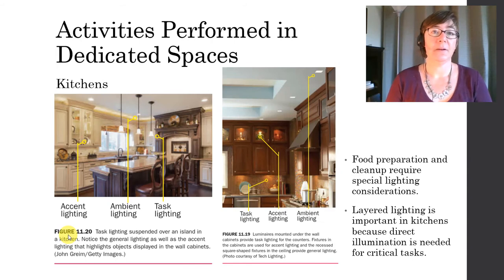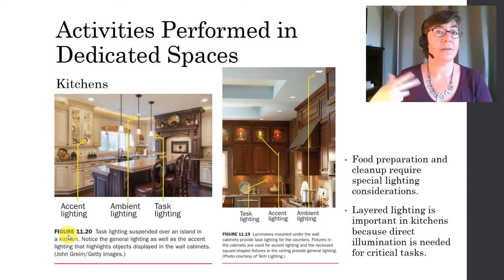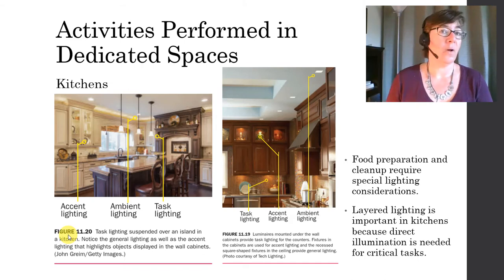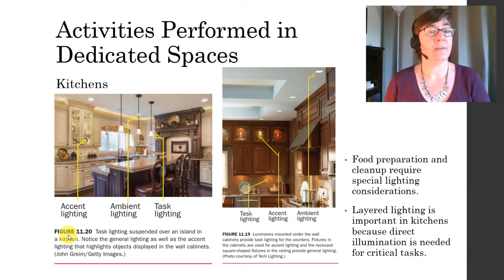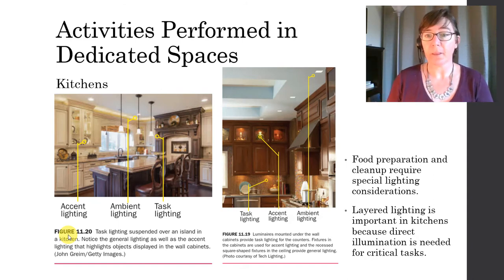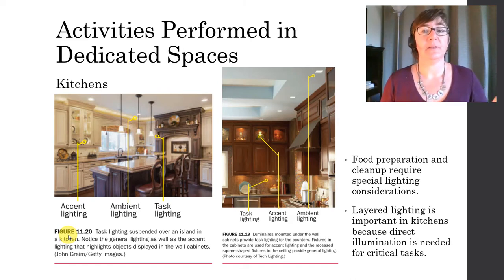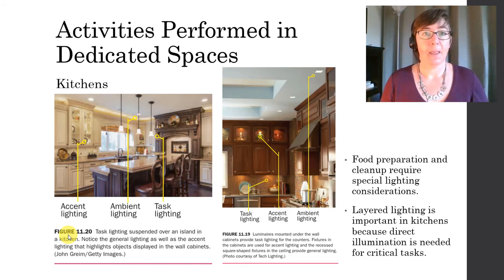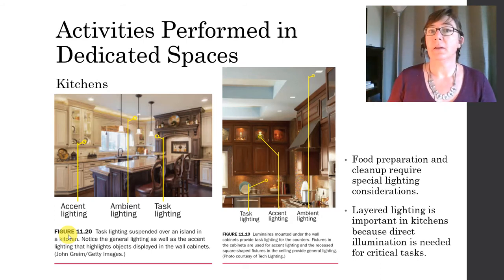There are some spaces in a residence that are dedicated to a particular task. And so we're going to move on to these dedicated spaces. And the first one is a kitchen. So, in a kitchen, you need to specially consider the food preparation and the food cleanup in your lighting design. And it's very, very important to include layers of lighting in kitchens, okay?